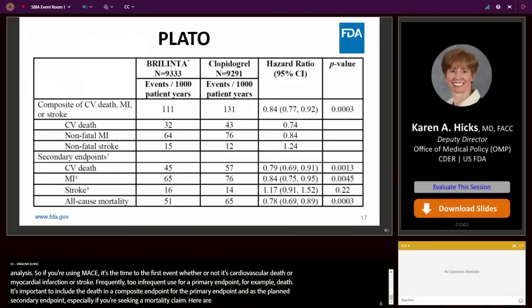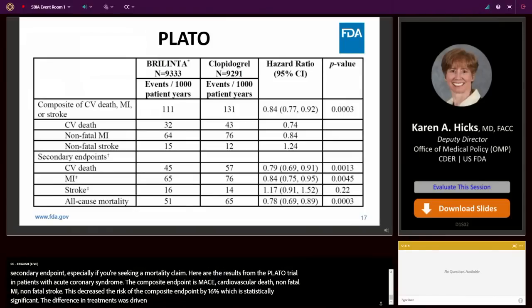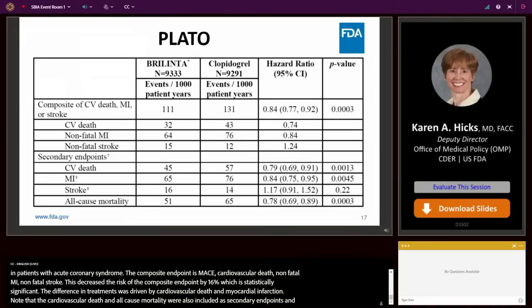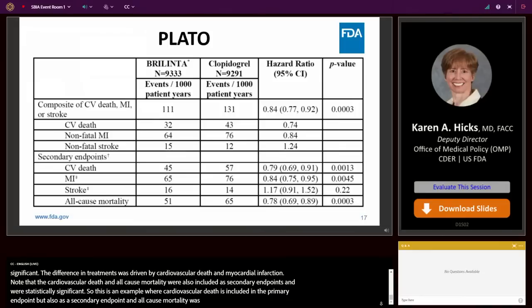Here are results from the PLATO trial in patients with acute coronary syndrome. The composite endpoint was MACE: cardiovascular death, non-fatal MI, and non-fatal stroke. Ticagrelor decreased the risk of the composite endpoint by 16%, which was statistically significant. The difference in treatments was driven by cardiovascular death and myocardial infarction. Note that cardiovascular death and all-cause mortality were also included as secondary endpoints and were statistically significant. So this is an example where cardiovascular death was included in the primary endpoint, but also as a secondary endpoint, and all-cause mortality was included as a secondary endpoint.